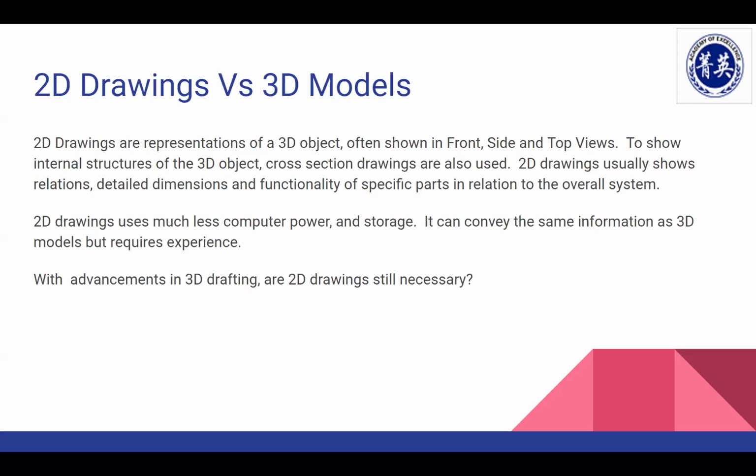Sometimes you need to show the internal structure of a 3D object, then you have to use a cross-sectional drawing. So basically, imagine if you cut a watermelon or a cake in half, and that specific 2D drawing will show what the cut section looks like.